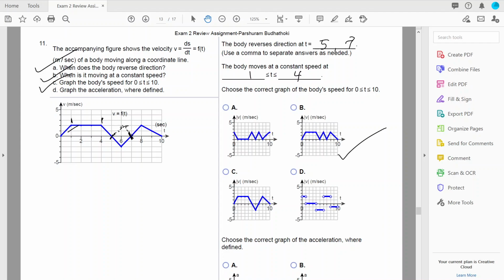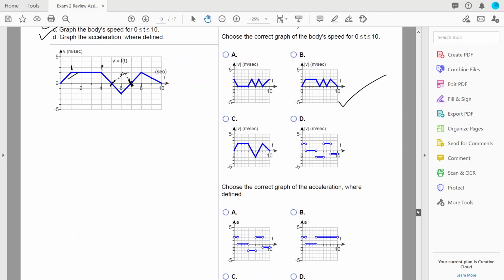Finally, graph the acceleration. Acceleration means, one more time, don't forget that, it's the derivative of the velocity function. So it's the slope of this graph. As you can see, from 0 to 1 the slope is positive, from 1 to 4 the slope is 0, from 4 to 6 the slope is negative because it's going down, from 6 to 8 the slope is positive, and from 8 to 10 again the graph is going down, so the slope would be negative. So use that fact: positive, 0, negative, then positive, and then negative. So look at the given graph here.